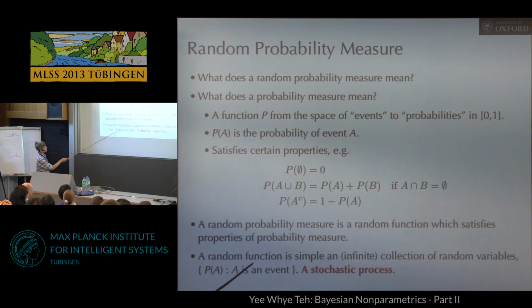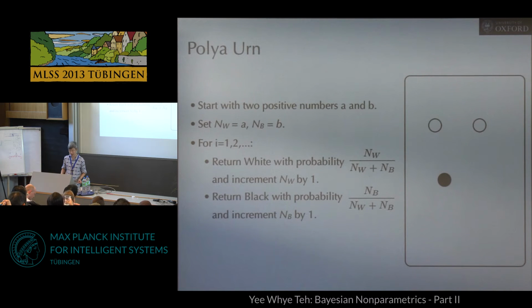Another way of thinking about a random function is that it's simply an infinite collection of random variables, indexed by A, where A is an event. Such infinite collections of random variables are stochastic processes. Just to give you an example of exchangeability, de Finetti's theorem, and random probability measures, this example is very simple. It's called a Polya urn.